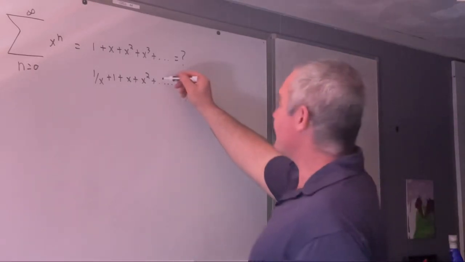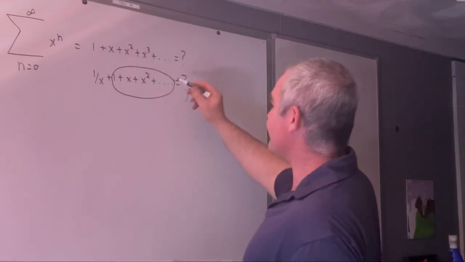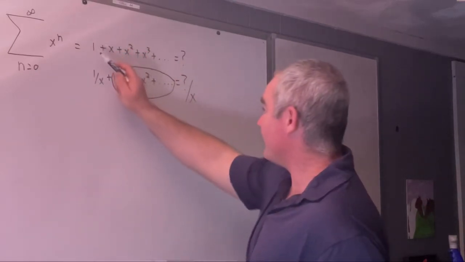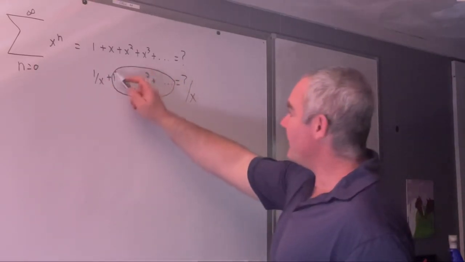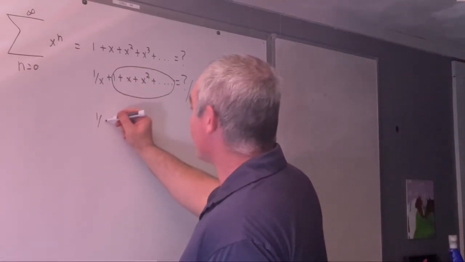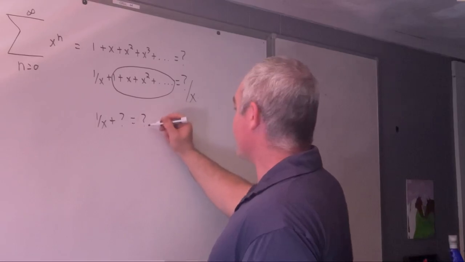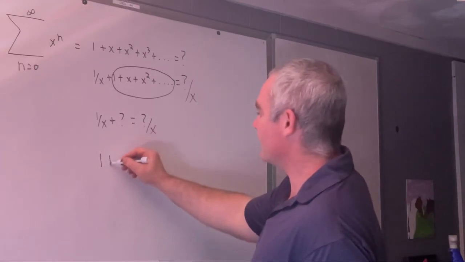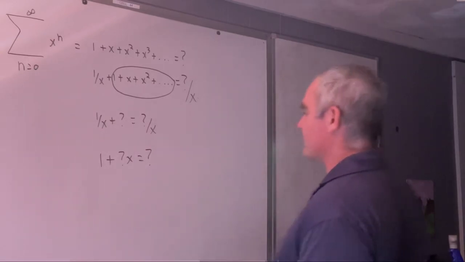Okay, now let's take a look at what this string of numbers actually is. This is exactly the same thing that we have up here, only it just starts with this 1. But we can say that this right here is question mark. We can say that 1 over x plus question mark is equal to question mark over x. Now, multiplying both sides by x gives us 1 plus question mark x is equal to question mark.